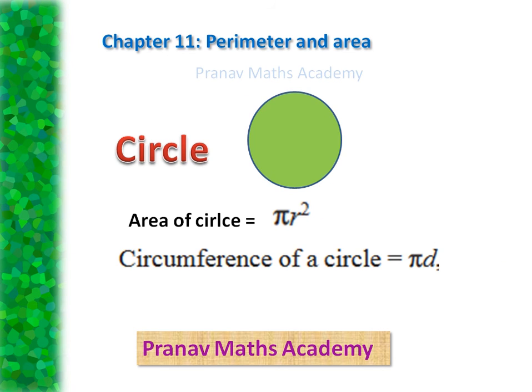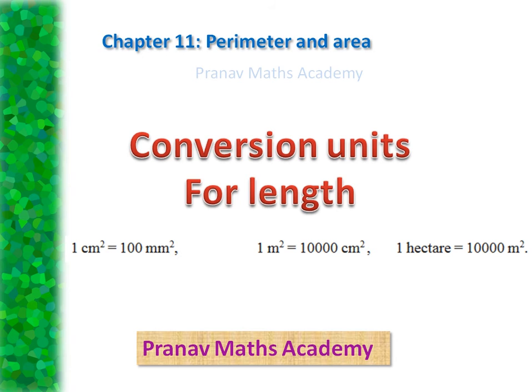Circle. Area of the circle is equal to pi r squared. Pi value is 3.14 or 22 by 7 can also be used. Circumference of a circle equal to pi into d. D is the diameter. You can replace it by 2r. Conversion unit for area. 1 centimeter square equal to 100 millimeter square. 1 meter square equal to 10,000 centimeter square.